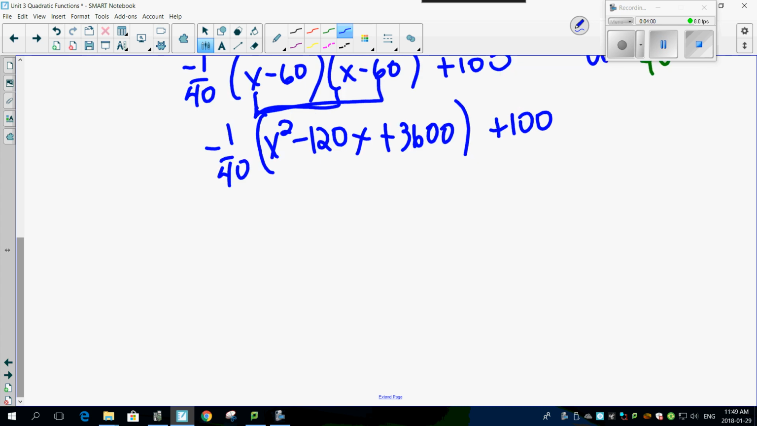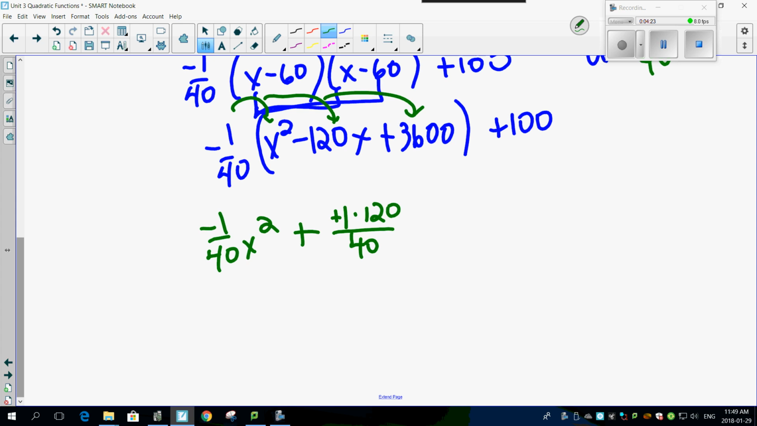So let's distribute the negative 1 over 40 in. So you got negative 1 over 40 x squared. Minus makes this a plus. So now you got negative 1 times 120. Well, we got rid of the negative, so we'll just make it 1 times 120 over 40, x. Plus, there's the negative times a positive now, right here, making this a negative. 1 times 3600 over 40.